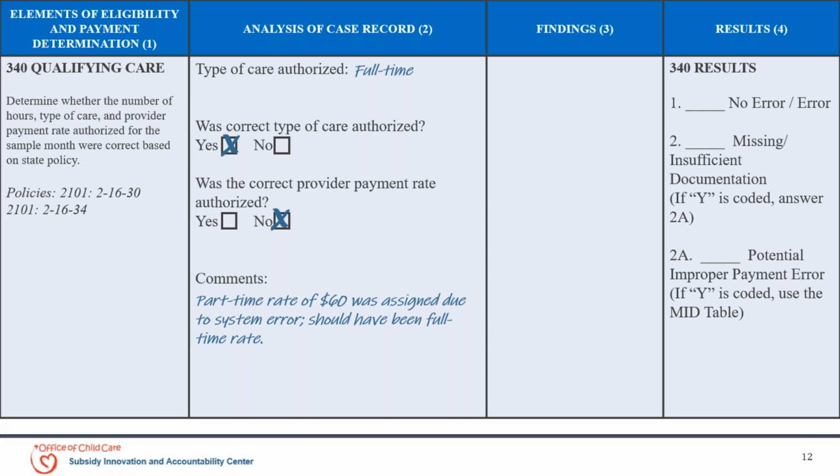So those errors about provider payment rate, if you do happen to come across them, again, they will show up in element 340 and not 400 this time. Okay, so I've noted in the findings column that there was an error due to the wrong payment rate assigned. And the coding in column 4, we have 1 because there was an error, and N because that error was not caused by missing or insufficient documentation.